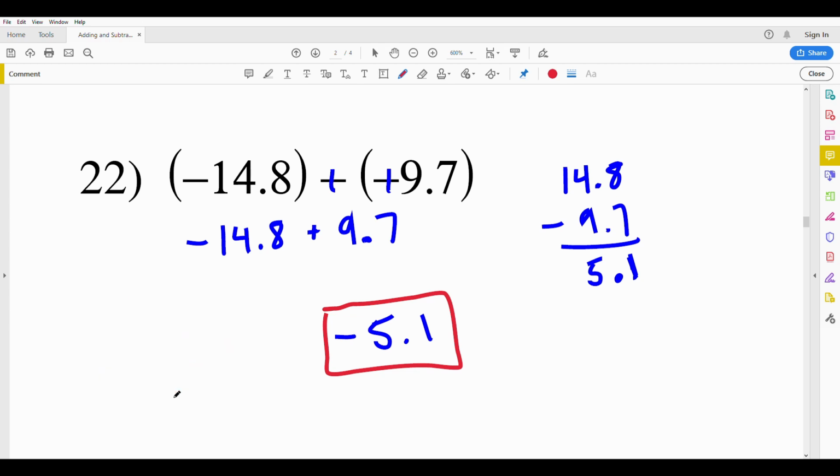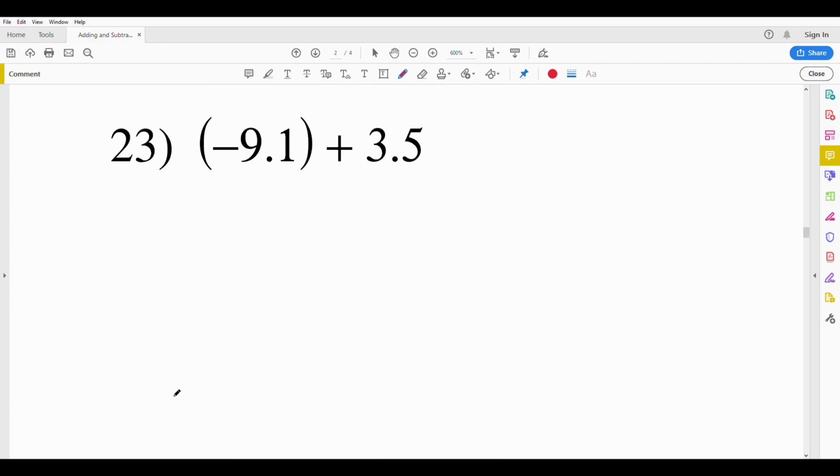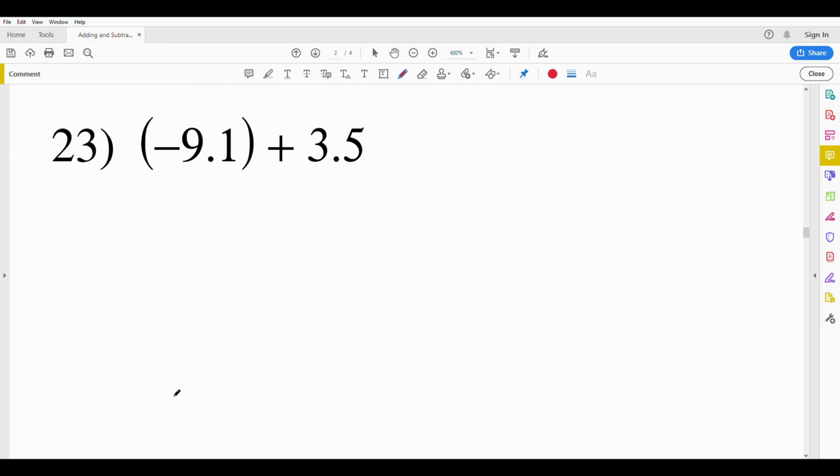Let's move on to number 23. Negative 9.1 plus 3.5. Our result is going to be negative. Good job, because our negative value is a greater distance than our positive value. So I'll take my distance of 9.1 and I'll subtract my distance of 3.5 to see how far to the left of 0 I still am.